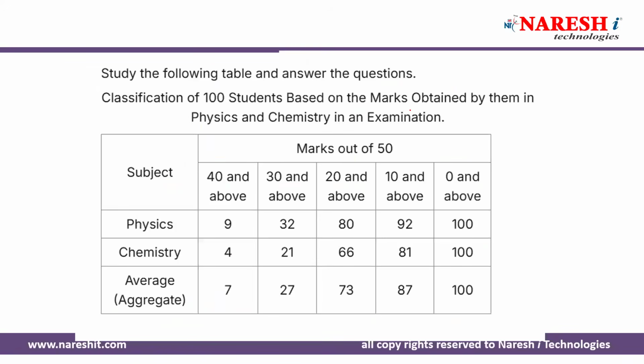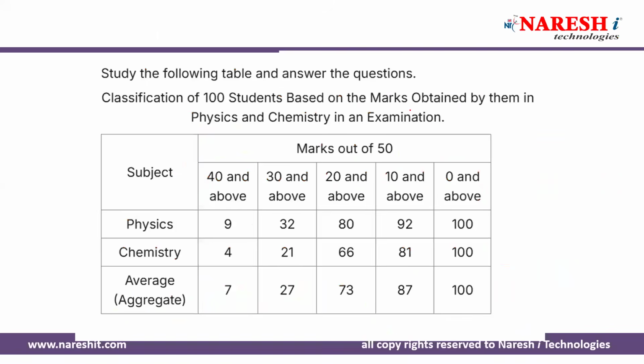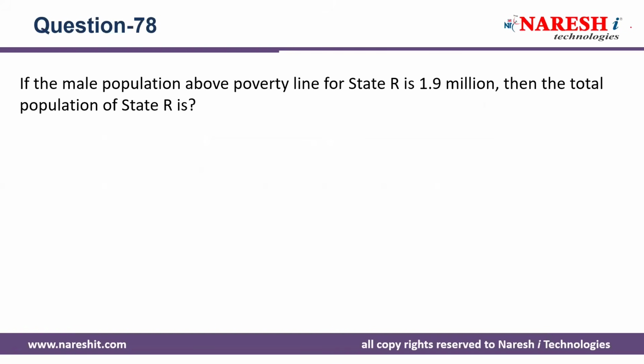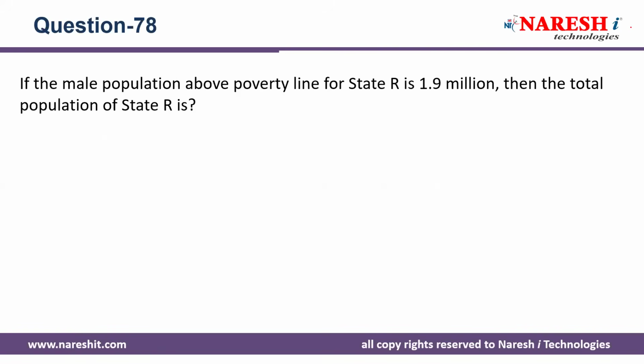Okay. Just a moment. I think this table is wrong. This table and this question are not suitable. These are marks, and here it is population. I think there is a mismatch, some problem. Just leave this, next data interpretation.